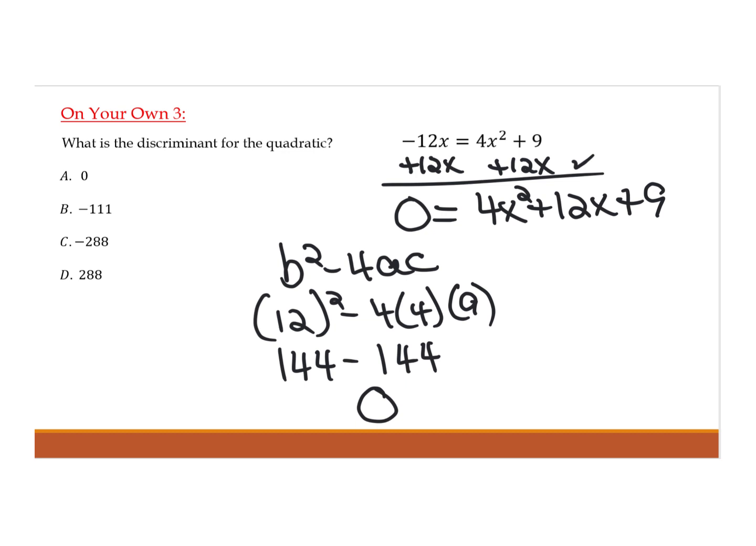I find the discriminant, which is going to be b squared minus 4ac. A is 4, b is 12, c is 9, and I plug that in to get 144 minus 144, which has a value of 0, which means that there is going to be one real solution.